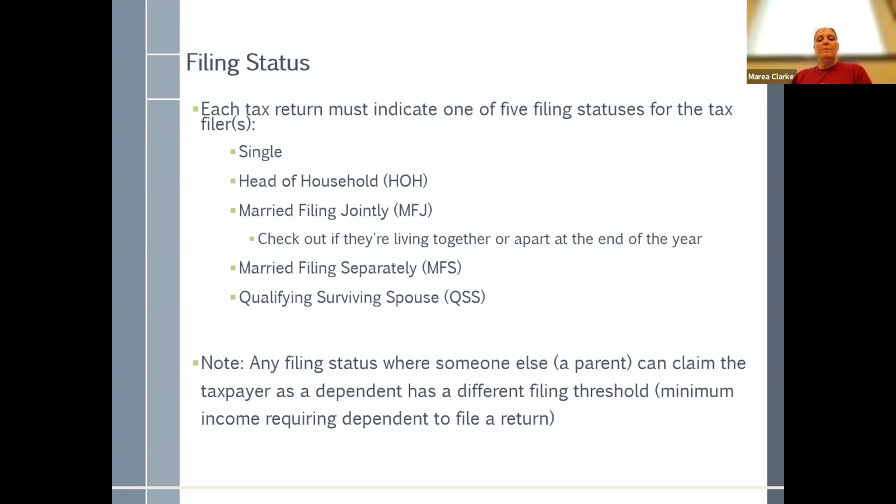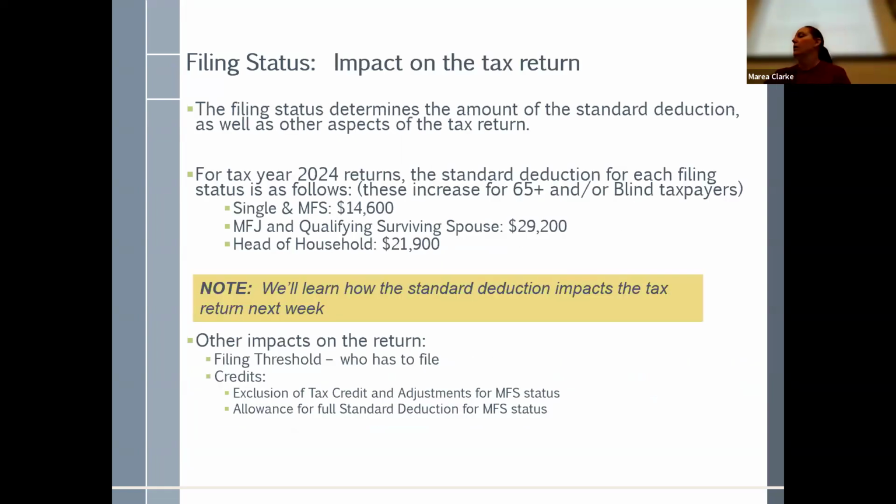You should note that anywhere where somebody else can claim a taxpayer as a dependent, this filing status determines some of your minimum income for filing, right? If you are single, you have a different filing requirement than if you are married, filing separately, or married, filing jointly. Same thing for head of household and qualifying surviving spouse. So when I talk about like, hey, get married, have some money off your taxes, right? This is the first place we see that kind of in action. All right. The filing status determines the amount of the standard deduction. These are the amounts of the standard deduction.